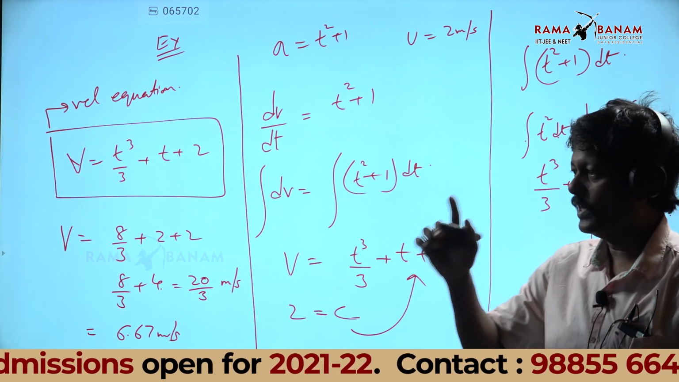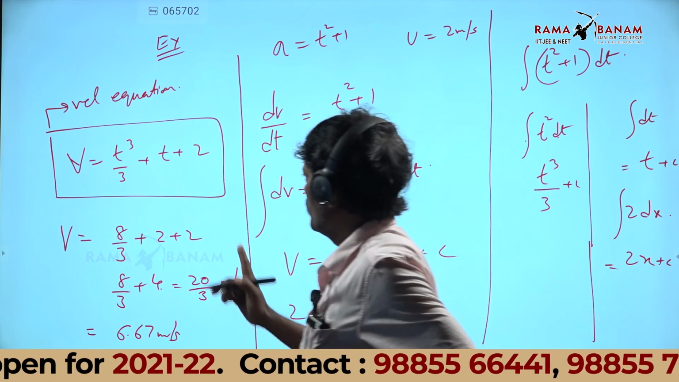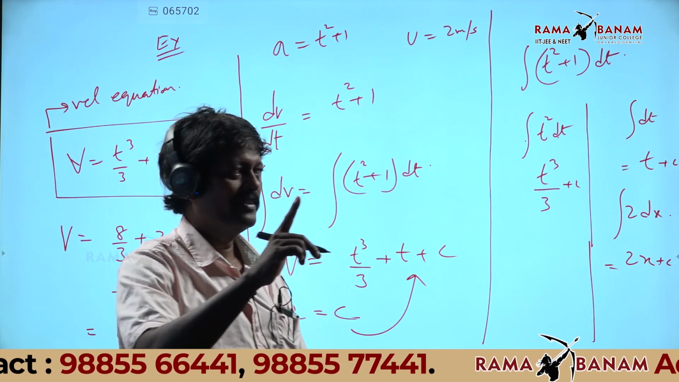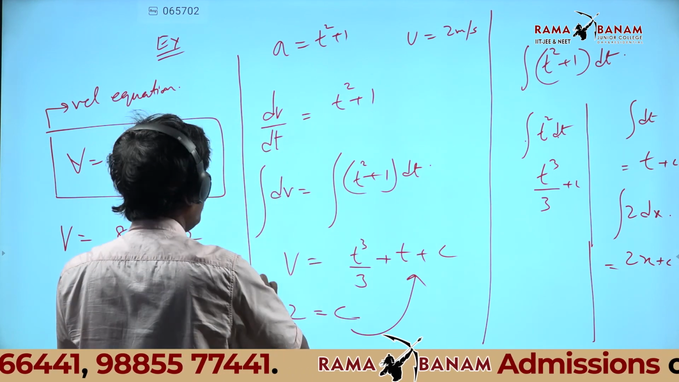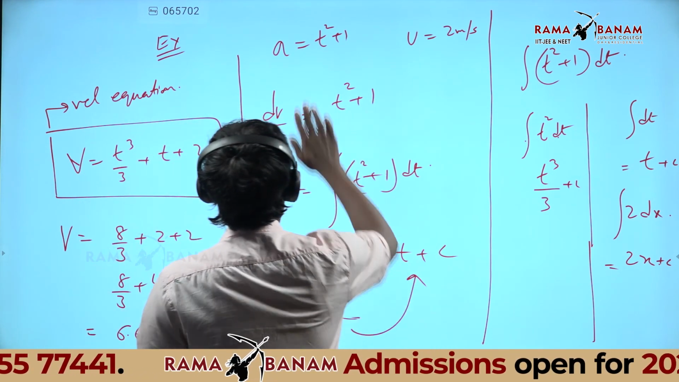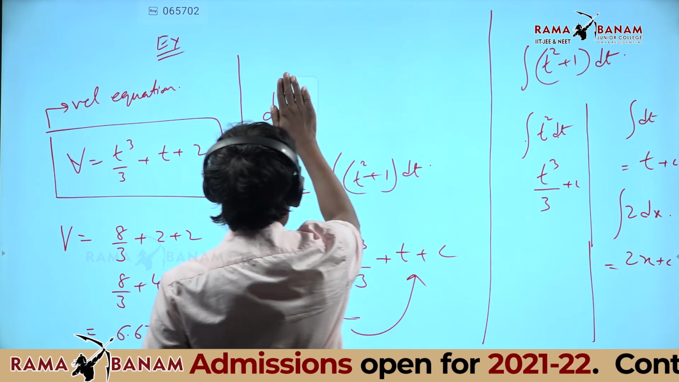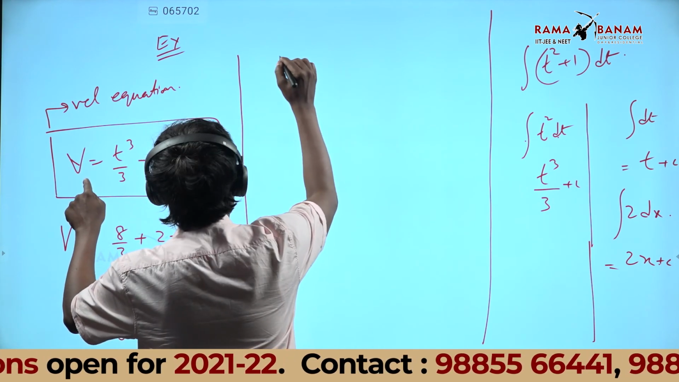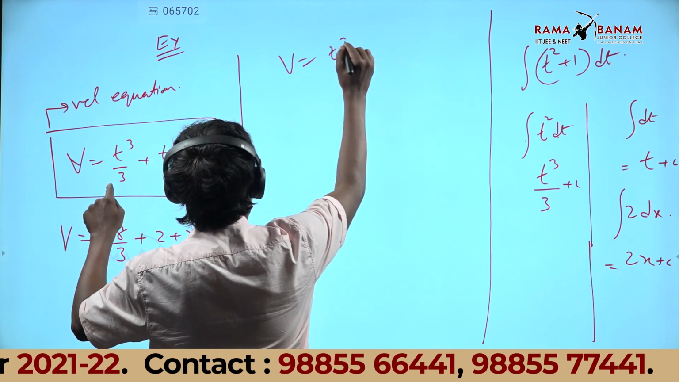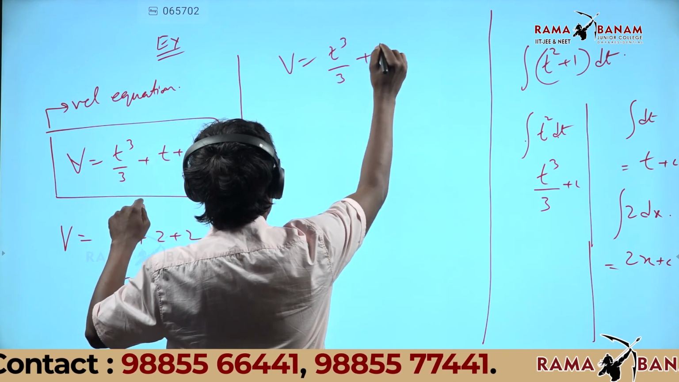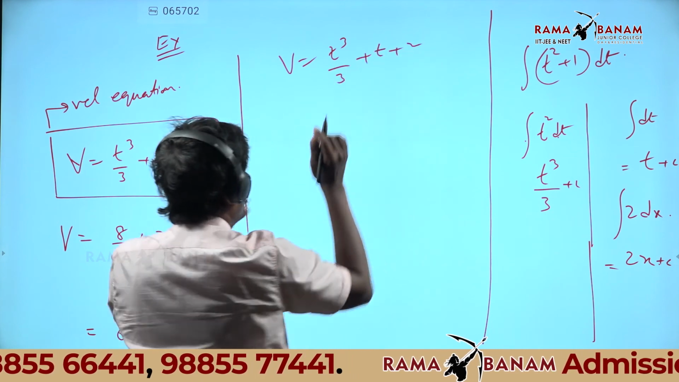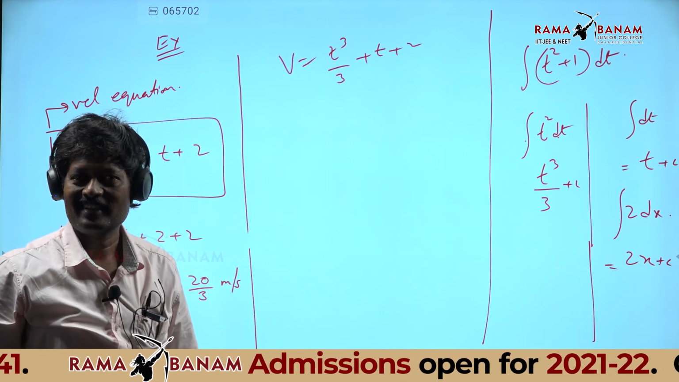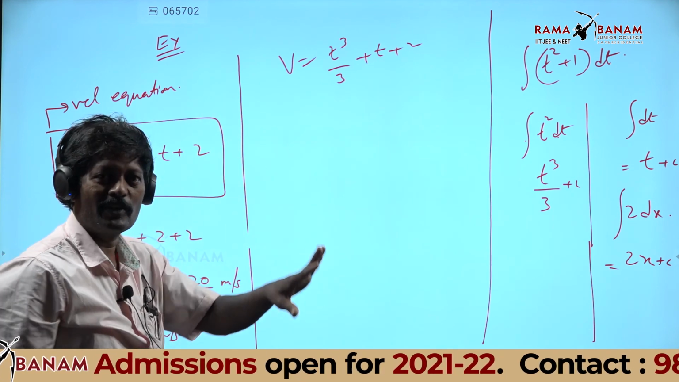Okay? One question I gave for homework. Find the displacement of the car in 2 seconds. I will give the hint here. You have to take the velocity equation, t cube by 3 plus t plus 2. From here, this is the original equation. I will give a hint. You have to complete tomorrow and tell me.